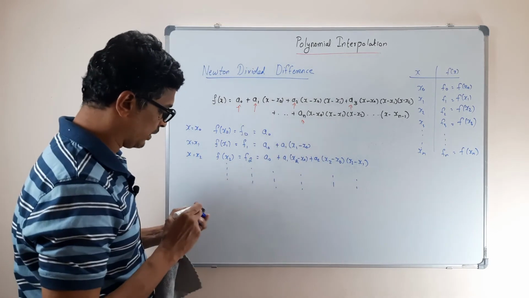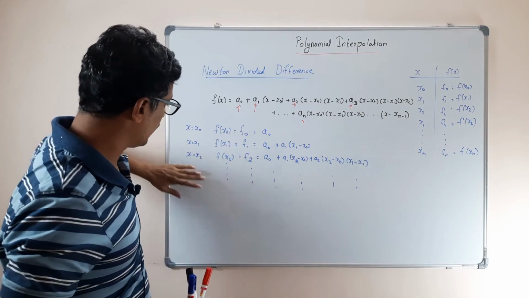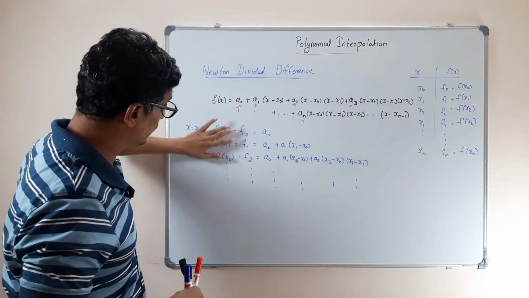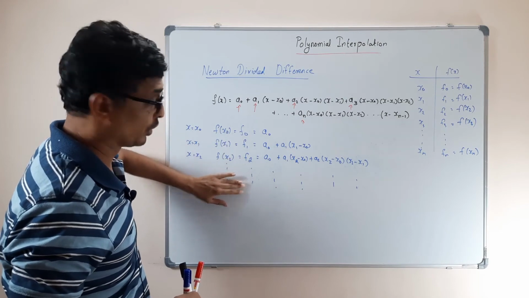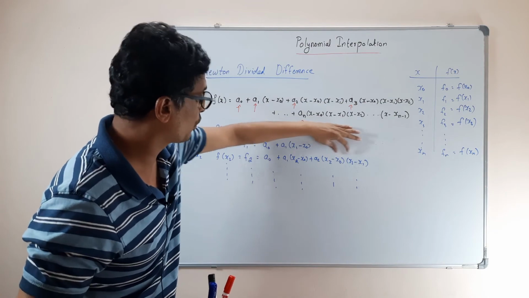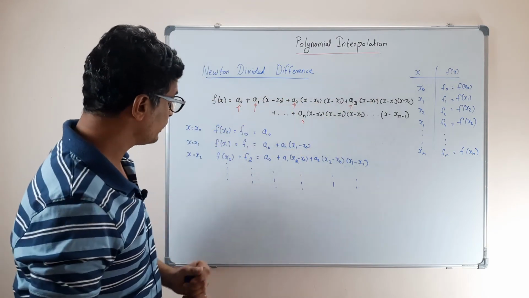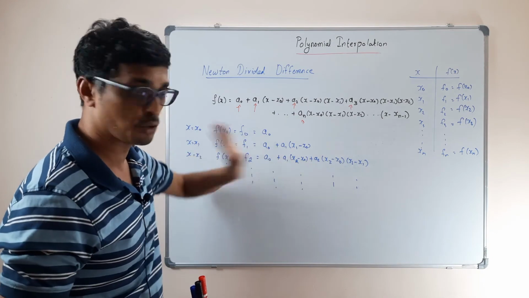So now if you see here carefully, f0, f1, f2, fn, I can keep doing it up to x equal to xn. These all are known values. x1 minus x0, x2 minus x0, x2 minus x1, these can also be known values because that's what we are given. What is unknown is a0, a1, a2.